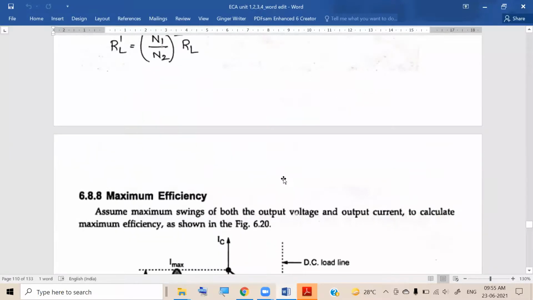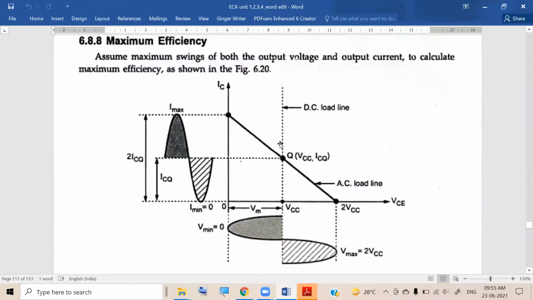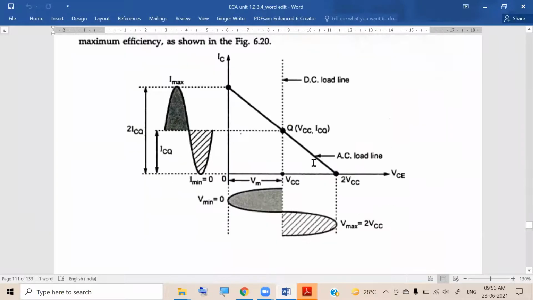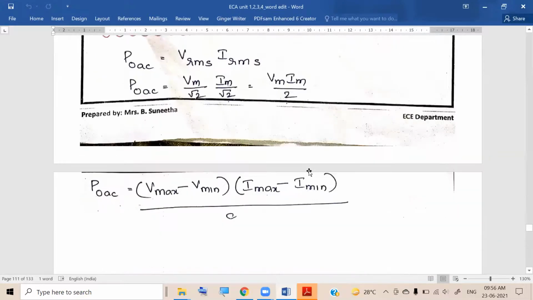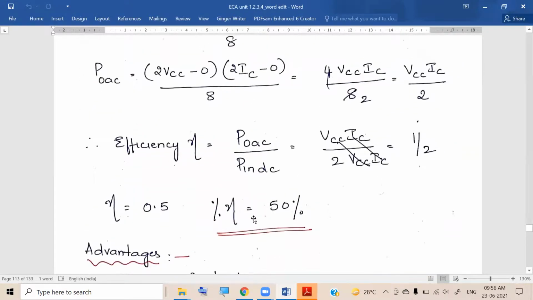Suppose we don't use the entire swing. Input is small, so that output is small, say from here to here, not the complete line. Say only from this point to this point. It is relatively small. Then efficiency will be less than 50%. So please remember this is the maximum efficiency. Some textbooks call it eta max, percentage eta max, 50%. This is the maximum efficiency of transformer coupled class A amplifier, 50%.